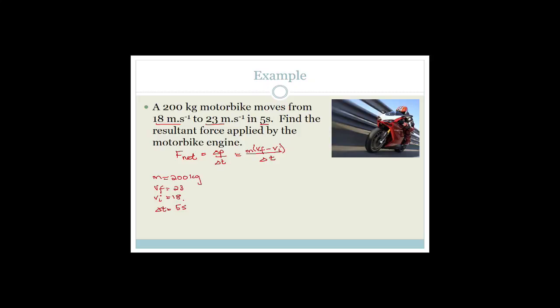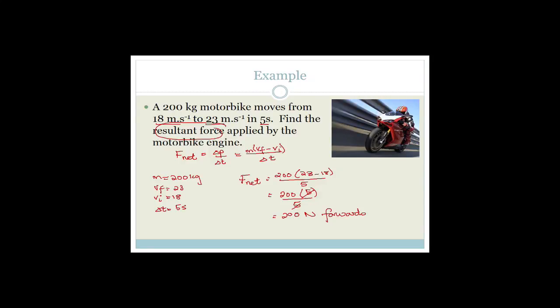So let's do that now. So we have F net is equal to the mass, which is 200. Final velocity is 23 minus 18 all over 5. Okay, I don't even know if we need our calculators. So we've got 200, 23 minus 18 is 5, all over 5, those cancel, which is 200 what? It is 200 newtons, and the force is a vector, so we always have to give it a direction. Since it is positive, and we said that the velocities were positive, it has to be in the same direction as the velocity, so therefore it has to be forwards.